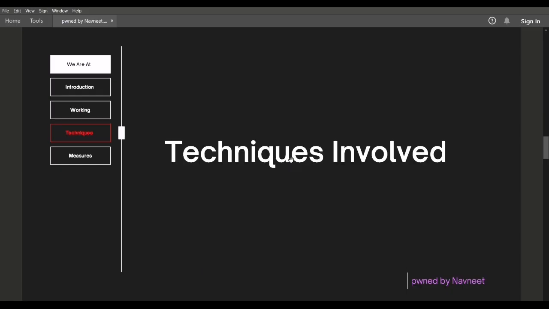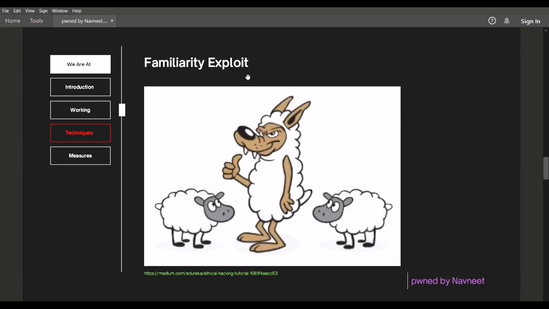Some common techniques involved in social engineering. The first one is the familiarity exploit. Users are less suspicious of people they are familiar with. An attacker can familiarize himself with the users of the target system prior to the social engineering attack. The attacker may interact with users during meals, when users are smoking, or join them at social events. This makes the attacker familiar to the users.